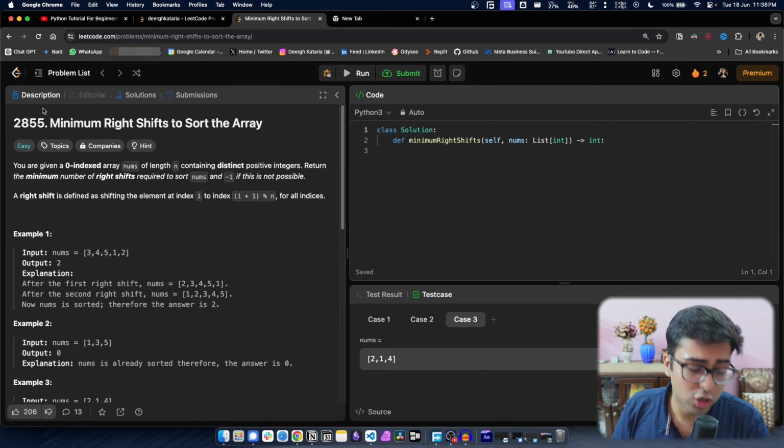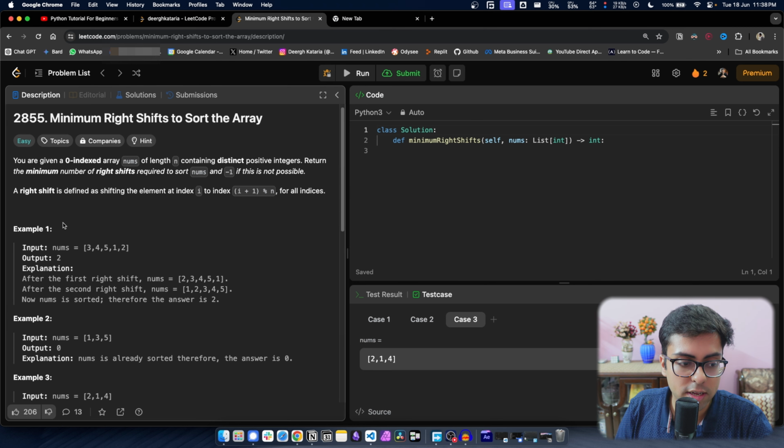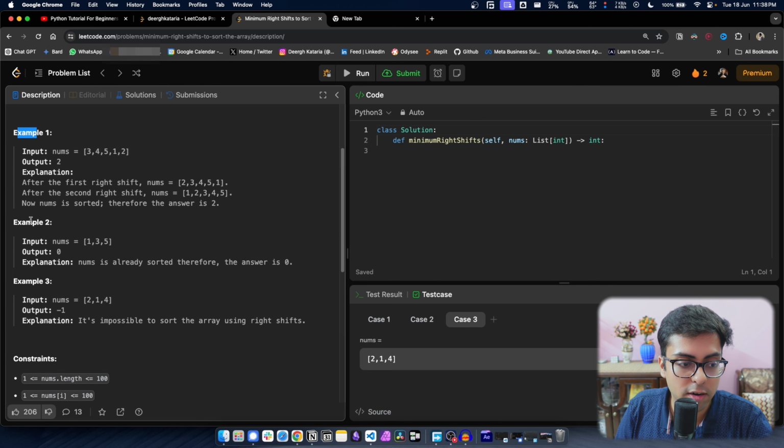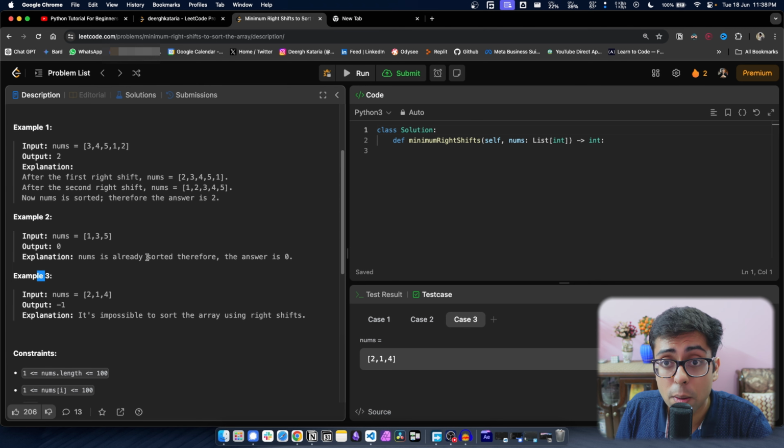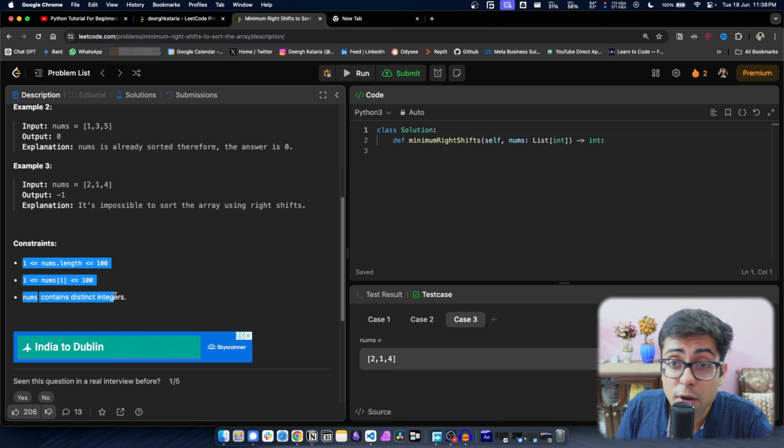So let's just pick this question. I'll go through the basic interface. This is a description of the question. It tells you about the question, gives you one or two examples. One example here, second example, third example. And the most important part, these constraints. Never miss these constraints. A lot of people miss these constraints.